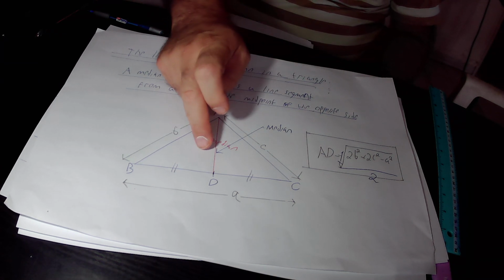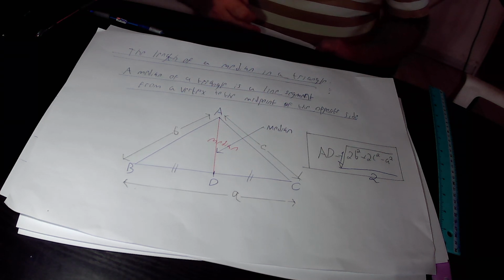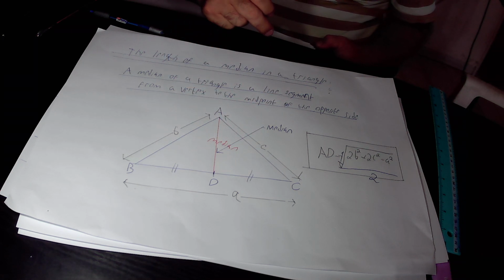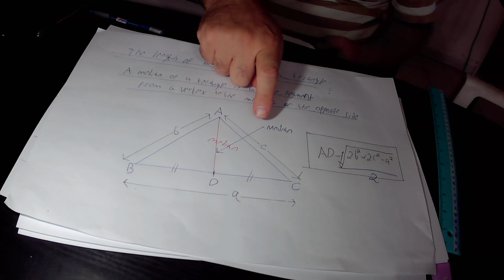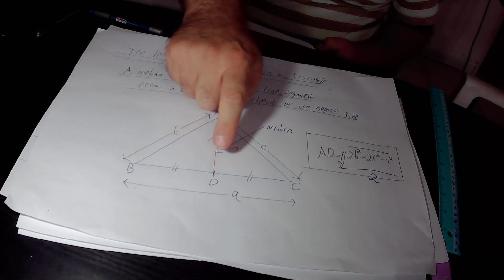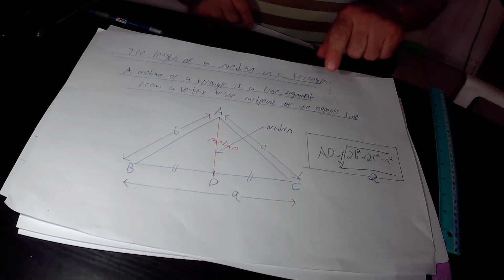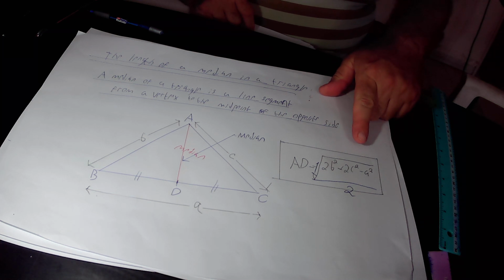The first half is BD and the second half is DC. But what is the length of the median AD? The length of the median AD is equal to the square root of (2b squared plus 2c squared minus a squared) divided by 2. Repeat again, the length of the median AD is equal to the square root of 2b squared plus 2c squared minus a squared, over 2.